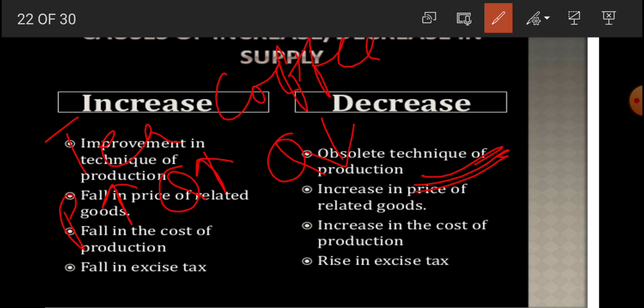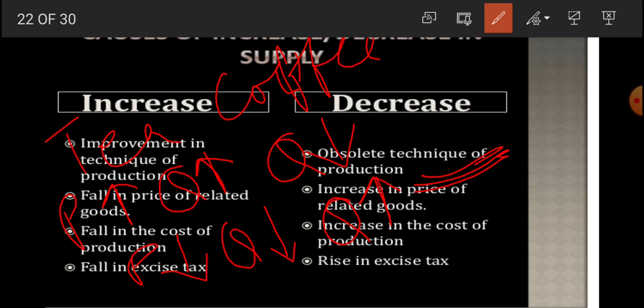अगर हम इसको opposite लें, if price of coffee decreases, price of tea decreases, quantity supplied of tea also decreases and quantity supplied of coffee increases. So it is a case of increase in supply. हम क्या कहेंगे? Increase in supply occurs when the price of its substitute good decreases.